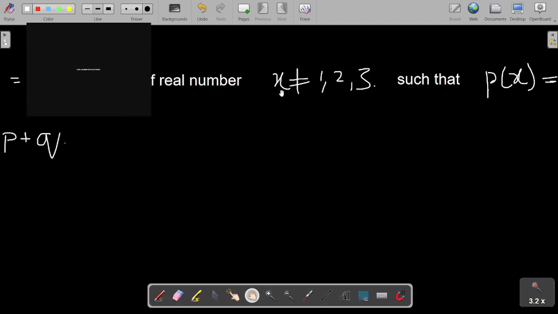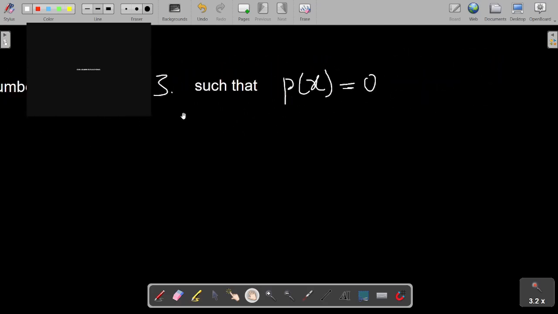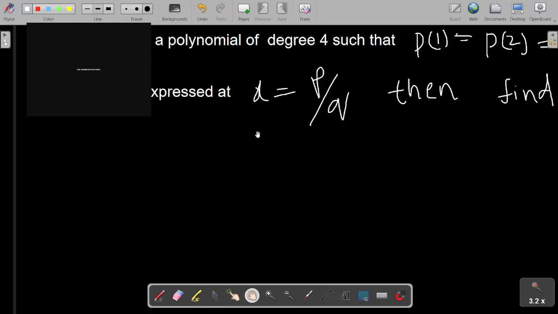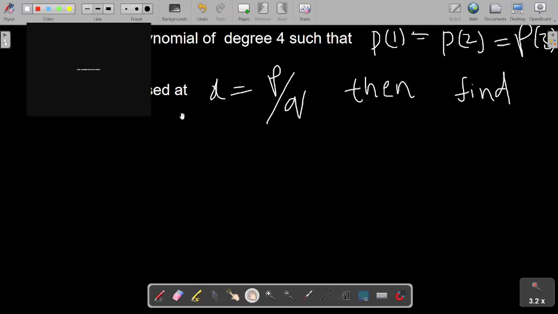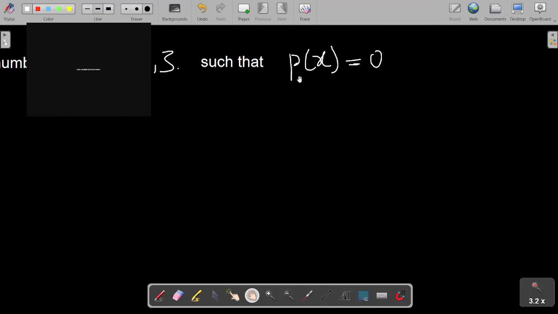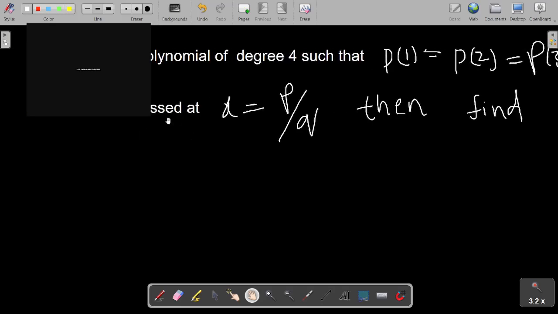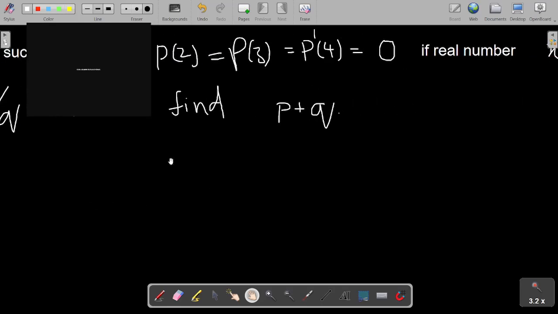If a real number x is not equal to 1, 2 and 3 such that p of x is equal to 0 can be expressed as x is equal to p over q, then when p of x becomes 0, that x value can be expressed as this thing right here. Then we need to find p plus q.